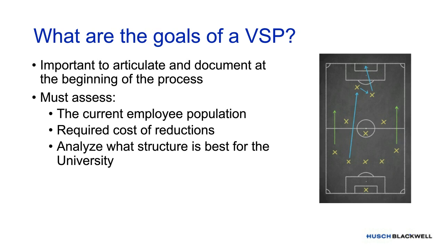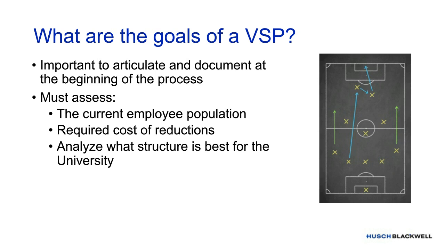One of the most important steps when considering the voluntary separation program is outlining those goals. You don't want to have conversations with your faculty or your staff members without knowing all of the details of the program. And so you really want to take the time to sit down and think through what your goals are. How many people are you hoping to reduce? What are the required costs of the reduction? What are the cost savings that you're hoping to achieve? And then also taking a look at your current employee population, how you are organized and what your structure is, and then looking at what organizational structure will be best for the institution in the end.